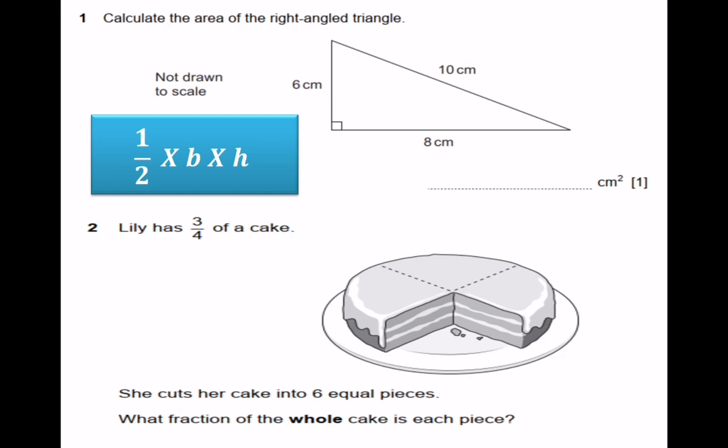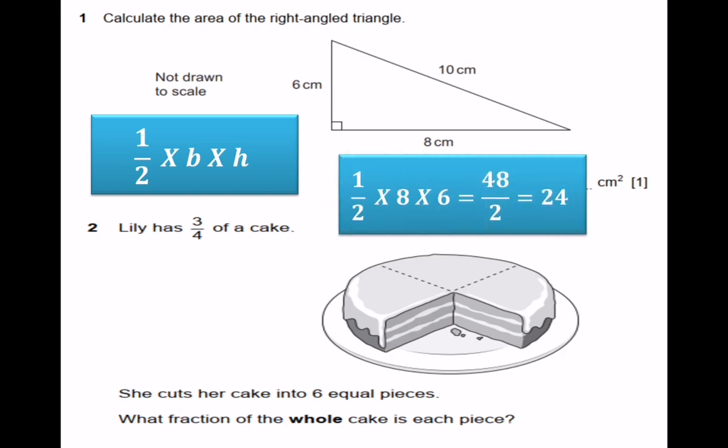The base is 8 and the height is 6. So it will be half times 8 times 6. Either you multiply 8 times 6, 48, and then divide by 2, or you can say 8 divided by 2, 4, and 4 times 6, 24 also. So it's up to you.